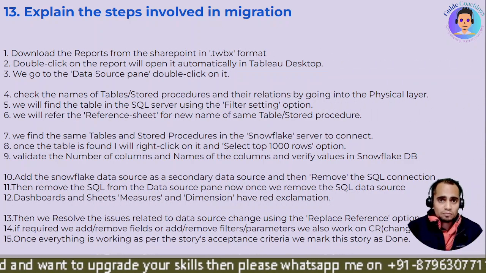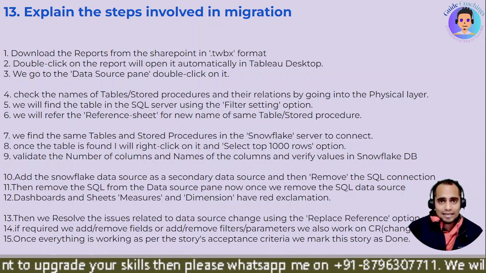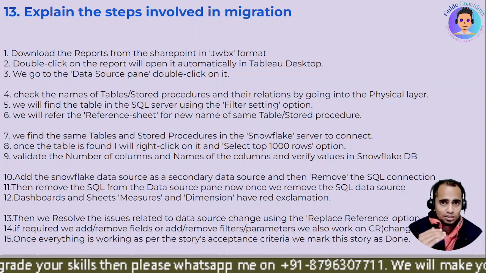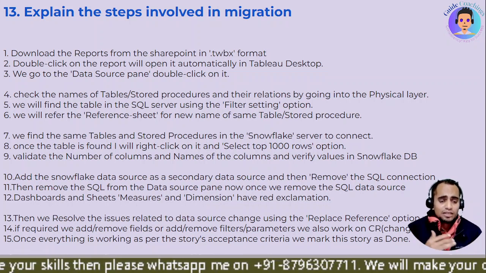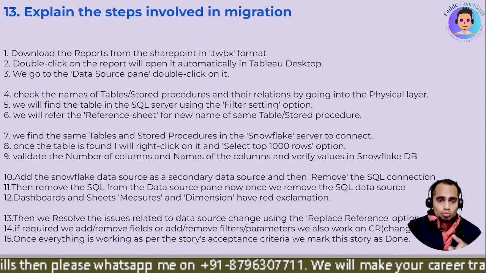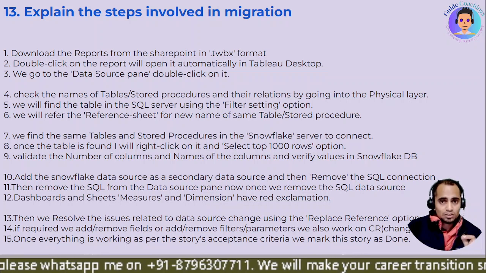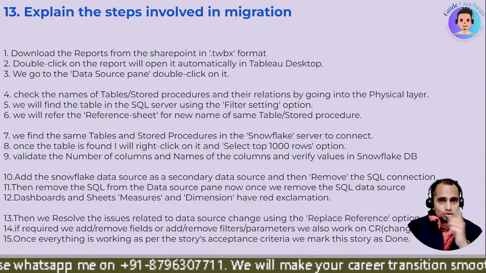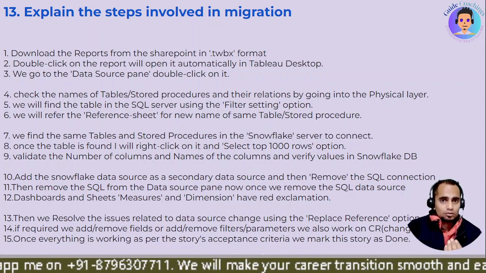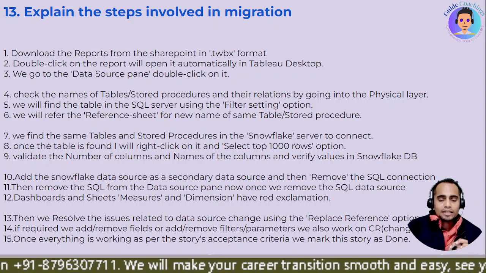So the first step is to download reports from SharePoint in TWBX format. Okay, we will be downloading it in the TWBX format. Then we double click on the report, which will automatically open in Tableau Desktop. Once you double click on that downloaded TWBX file, it will open in Tableau Desktop automatically. Then the third step is we go to the data source pane and double click on it.